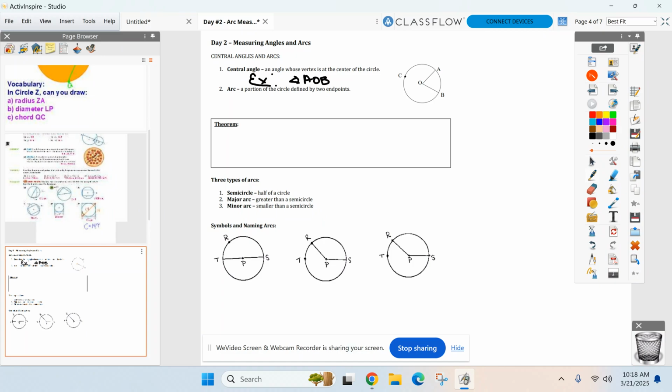All right, an arc. That's a piece of the circle on the outside. So here we go. We could go from A to B. That's an arc. I could go from C to A. That's an arc. Heck, we could go really nuts and go from A to C to B. Those are all arcs. It's a part of the circle, actually on it, which means we now need a new symbol.